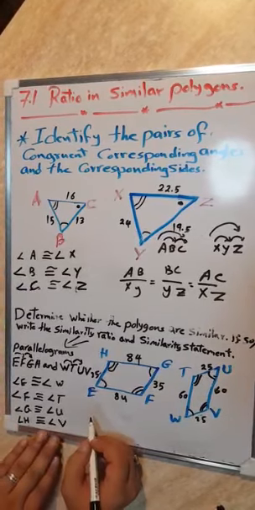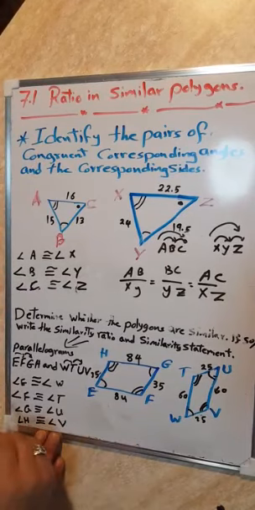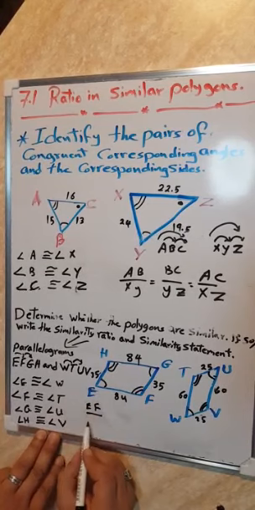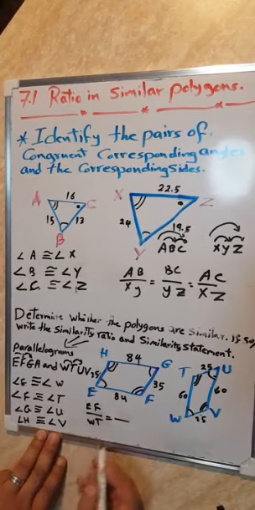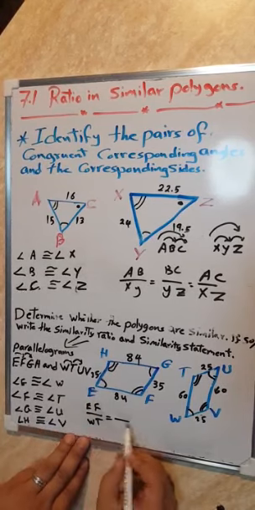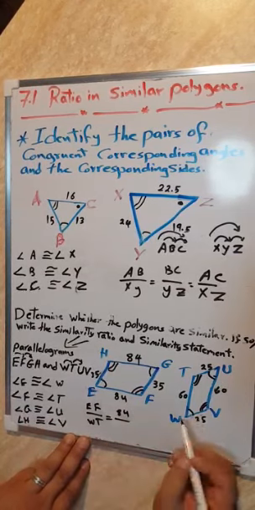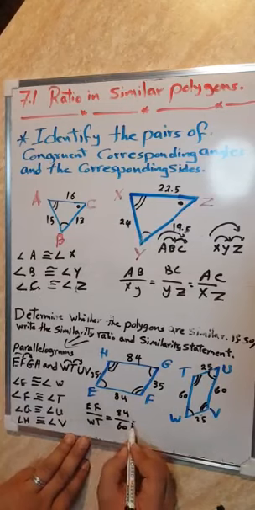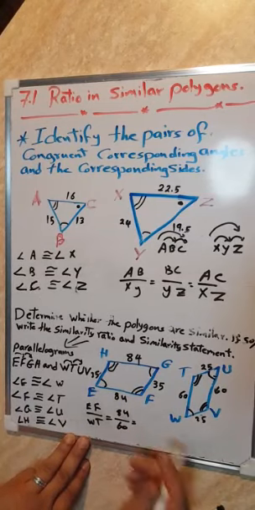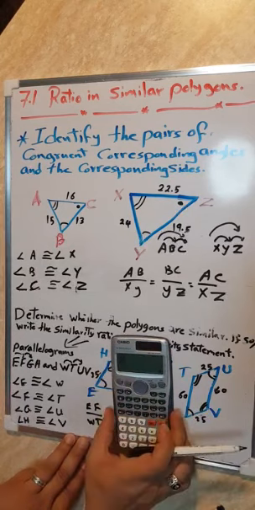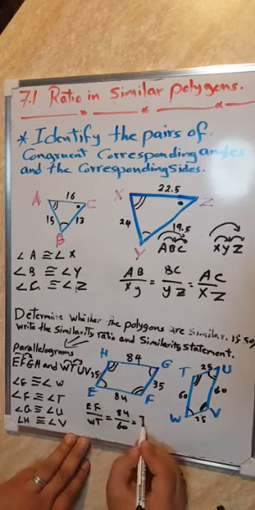Let's see here the proportional sides, the opposite sides, EF and WT. Here we need to know the ratio, here is what? So EF is 84, while WT here is 60. We will divide both of them, so the answer is 84 over 60, it is 7 over 5.